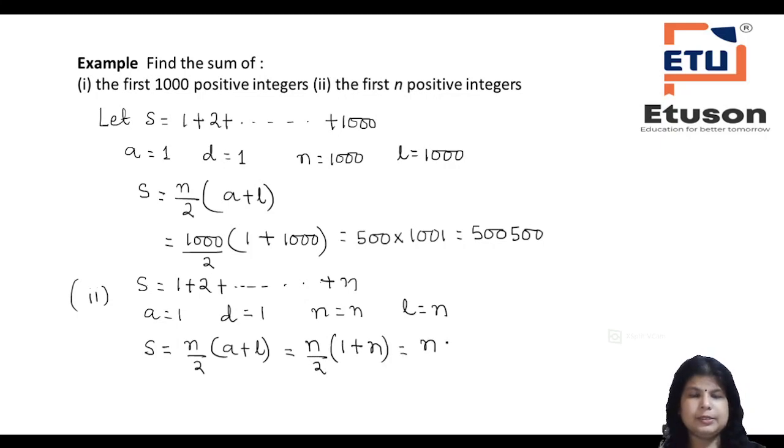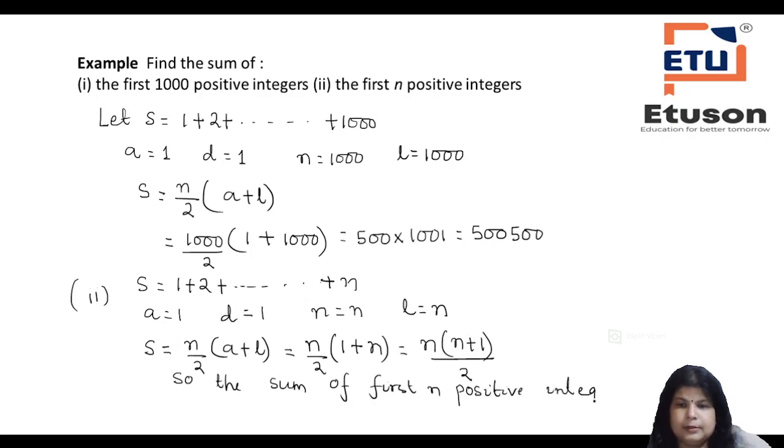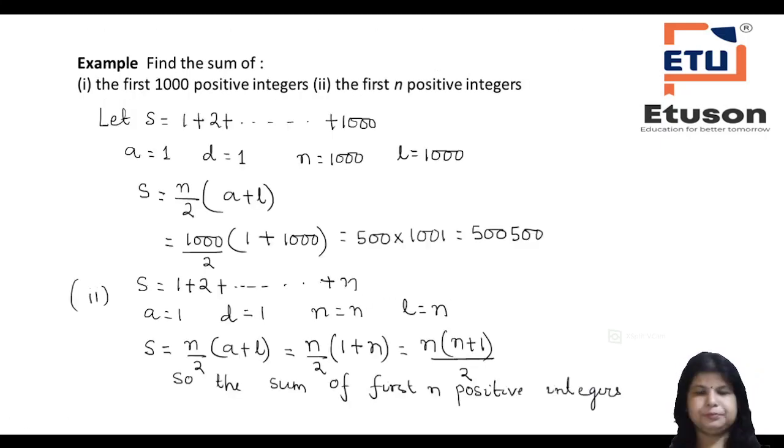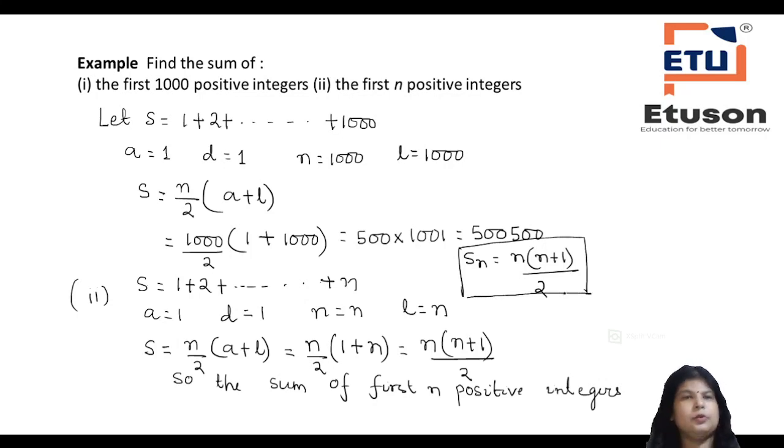So let us rewrite it. It is n into n plus 1 divided by 2. So the sum of the first n positive integers is equal to how much? Your Sn is equal to n into n plus 1 divided by 2. Correct? So hope you have understood.